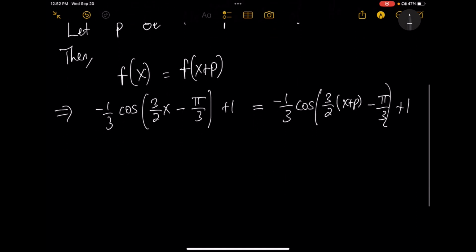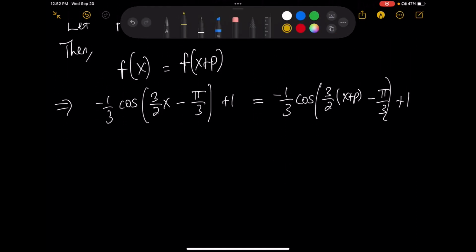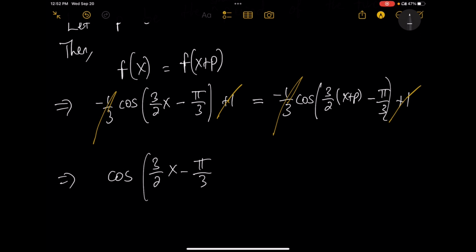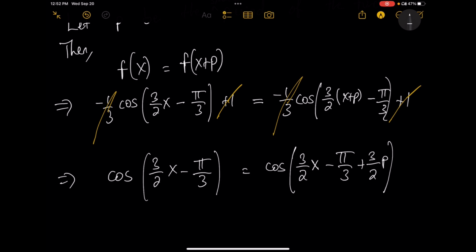I'm just evaluating the function. Okay, now we know the plus 1 cancels and the negative 1 over 3 cancels. What remains? The cosine of 3 over 2x minus pi over 3 is equal to the cosine of 3 over 2x minus pi over 3 plus 3 over 2p.